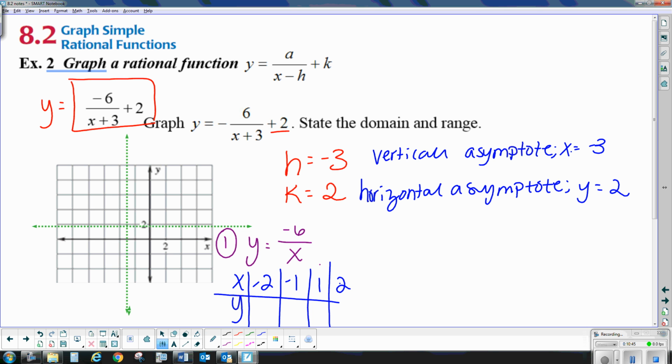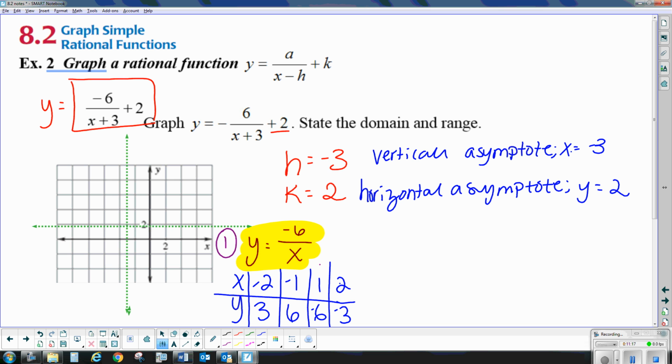So if I choose negative 2, negative 1, 1, and 2 for this function, I'm going to now plug that into y equals negative 6 over x. And my values are y equals 3, y equals 6, y equals negative 6, and y equals negative 3. Okay, these are the points for the simple form y equals negative 6 over x.